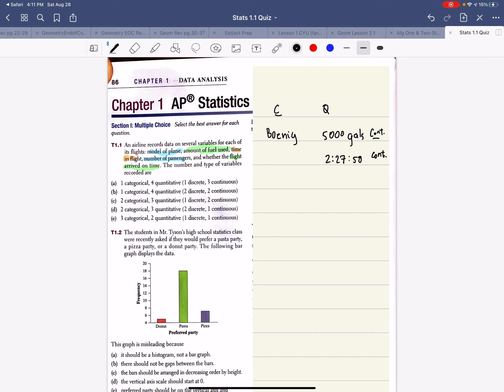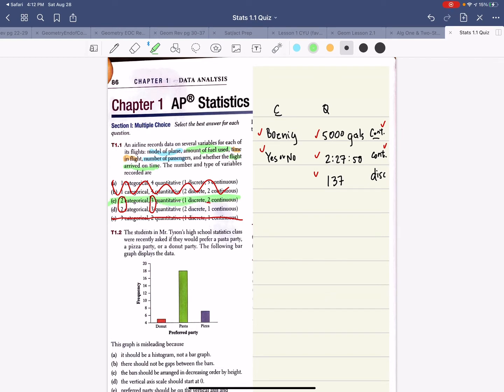Number of passengers. All right, that's going to be discrete. So maybe there's 137 people on the flight, but that is discrete, right? Next, whether the flight arrived on time. So that's a yes or a no, right? Yes, it arrived on time, or no, it did not. So I'm getting a total of 2 categorical, 3 quantitative, and 2 continuous. So final answer, C.